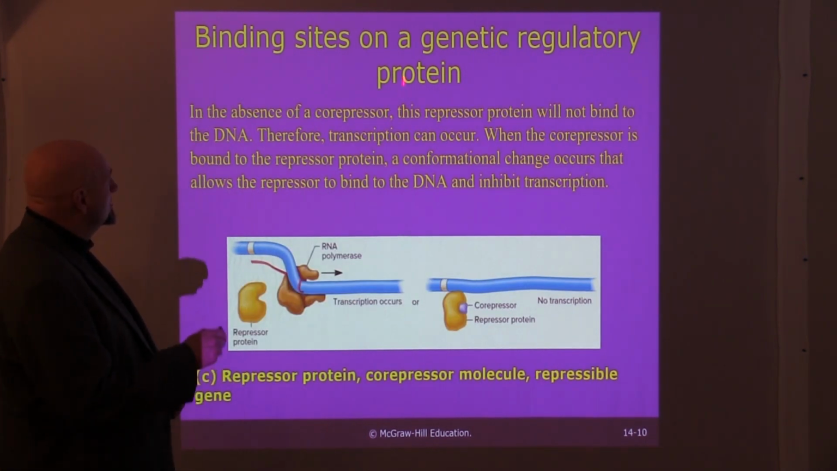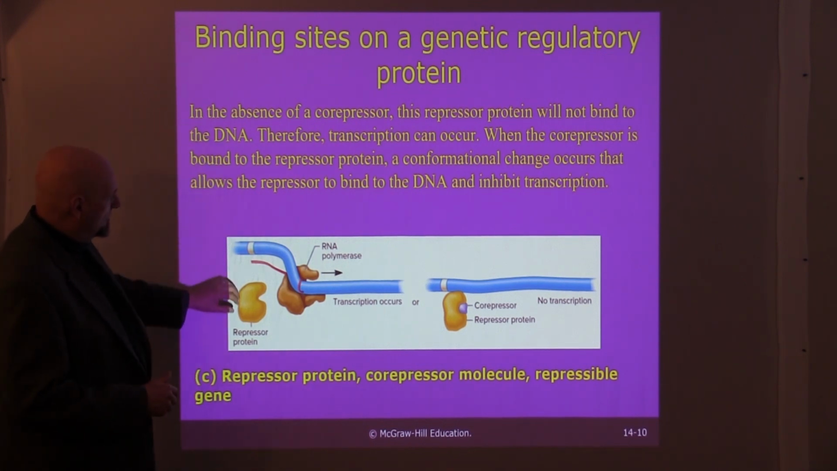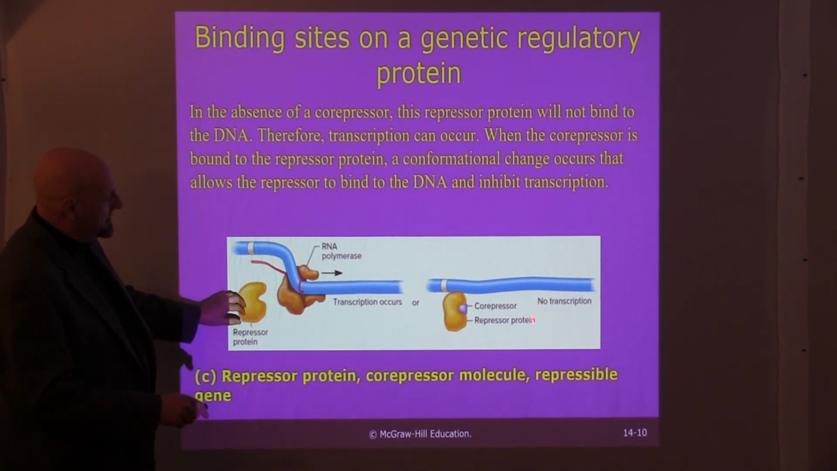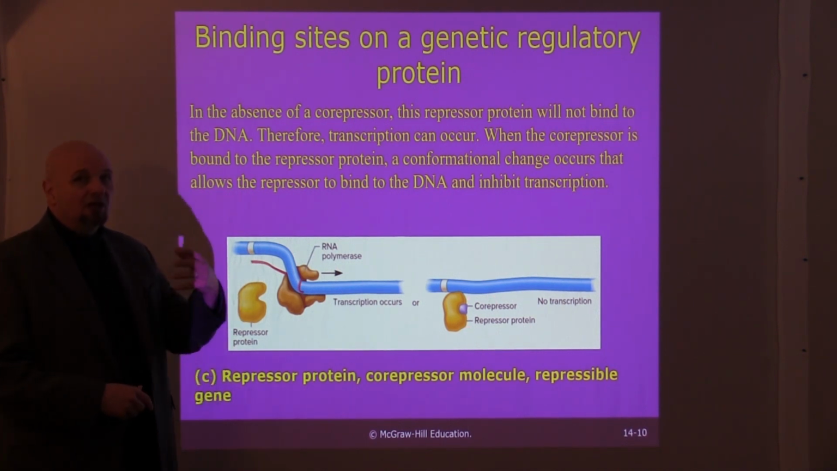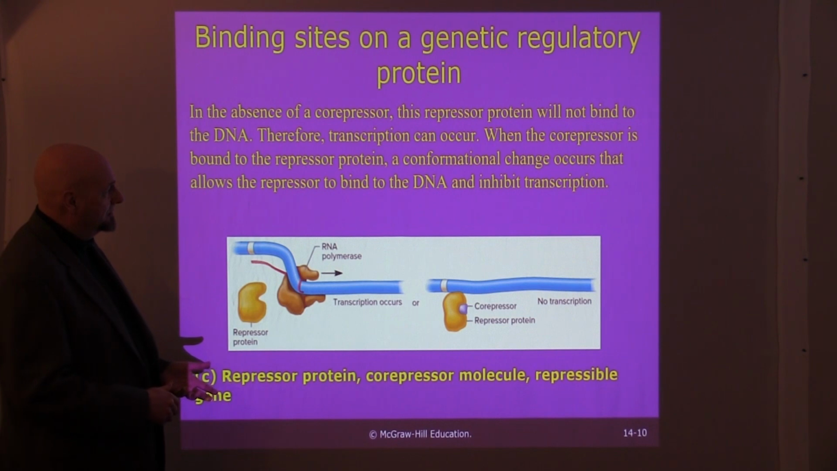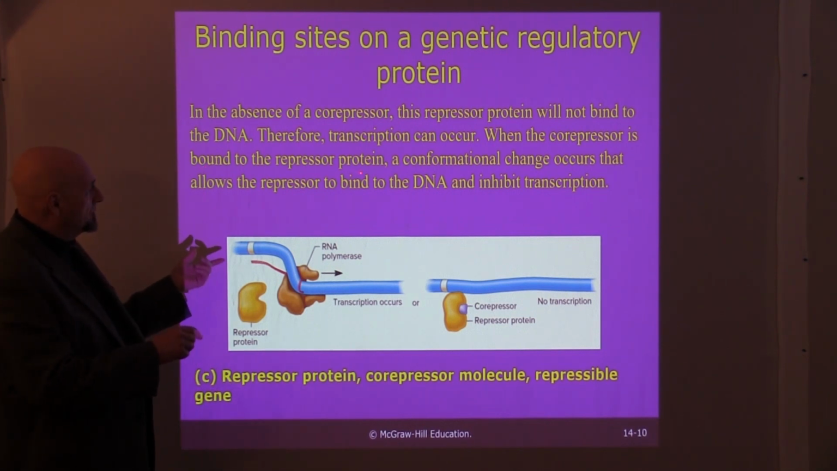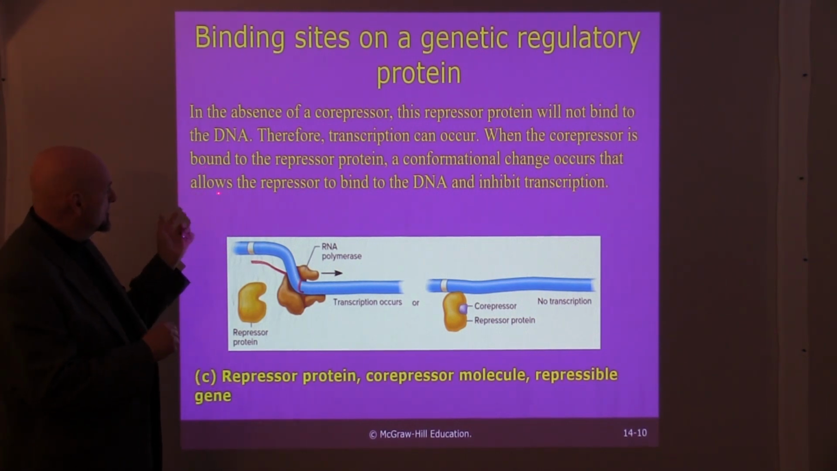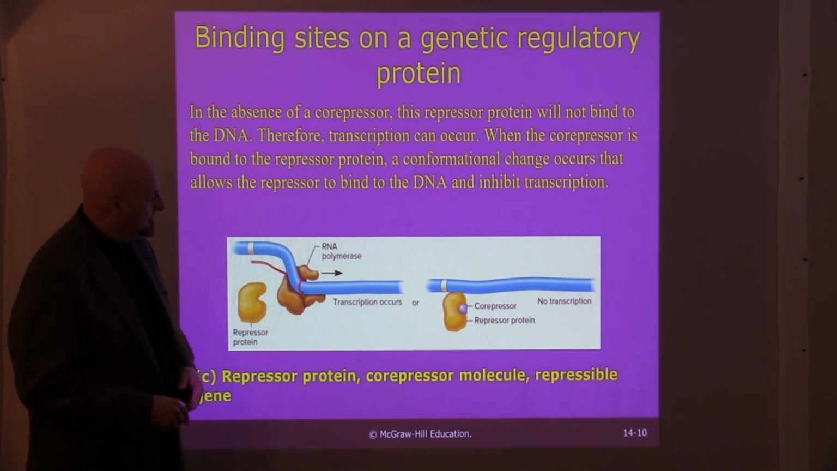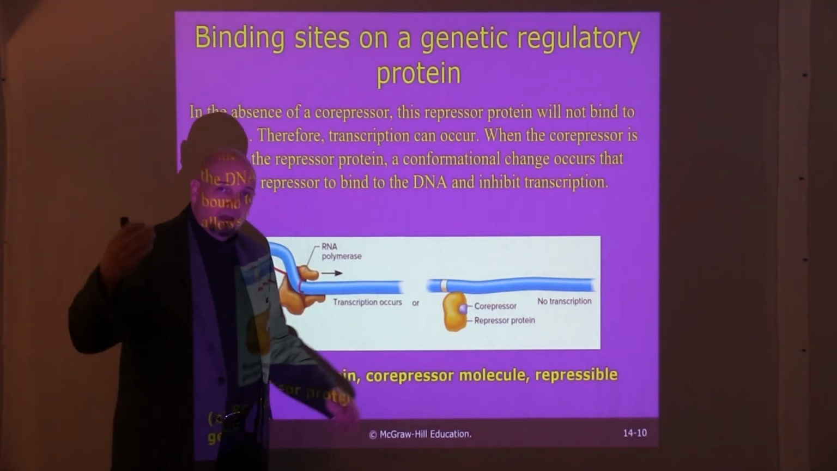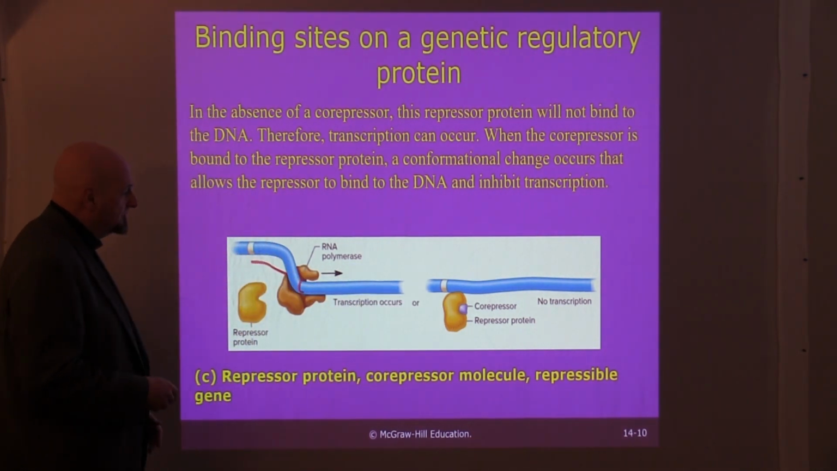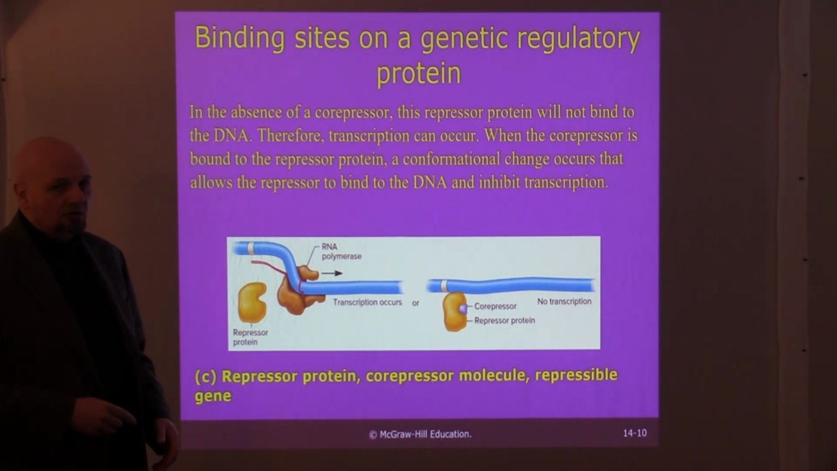All right. So the binding site of a genetic regulatory protein, in the absence of a co-repressor, and this happens too, will not bind to the DNA. Sometimes you have to have an additional protein help out to bind to these. When the co-repressor is bound to the repressor protein, a conformational change occurs that allows the repressor to bind the DNA. So this co-repressor can come in later and help with this and block that actual gene expression.